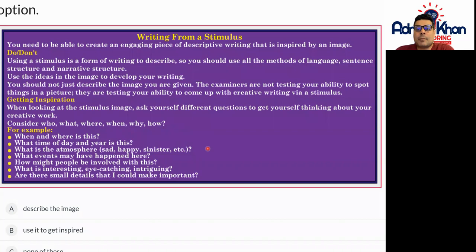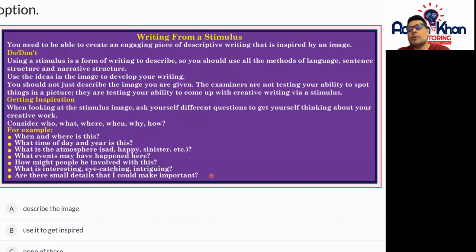What events may have been happening here? How might people be involved with this? What is interesting, eye-catching, and intriguing? And are there small details that I could make important? So these are all the considerations that you should take into account when planning and writing from a stimulus.